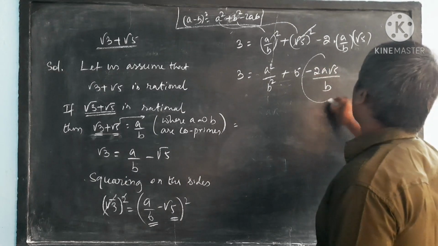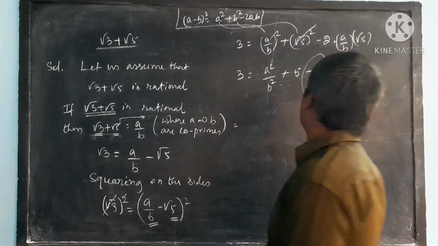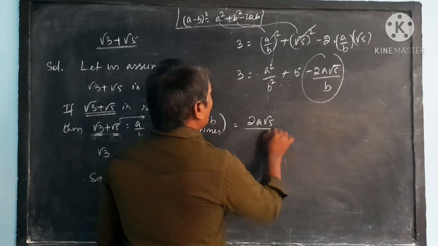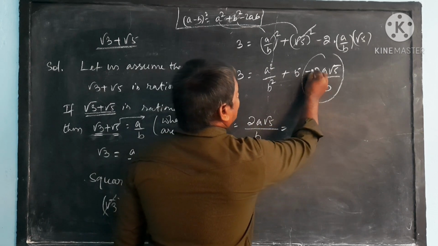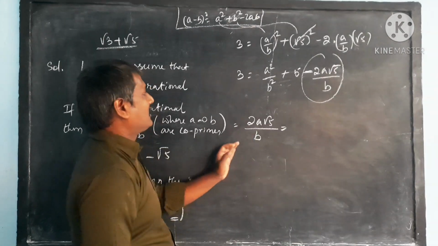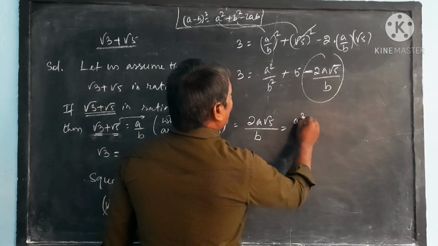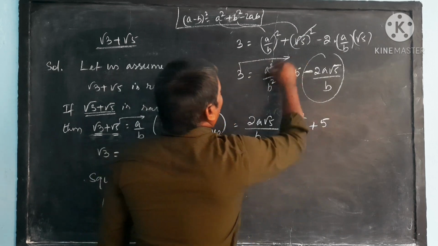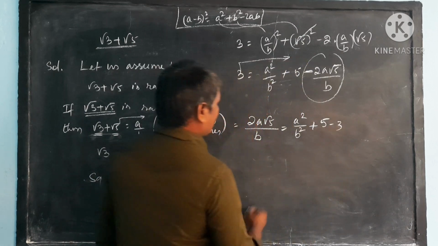We want only root numbers on the left side and all remaining integers must be transposed to the right side. Here root 5 is there, so you can transfer it to the left side, and we get 2a√5/b, because it is a negative number. That's why when it is transferred to the left side it will be plus. Now you can write a²/b² plus 5, and you can transfer this 2 to the right side, then you get minus 2.